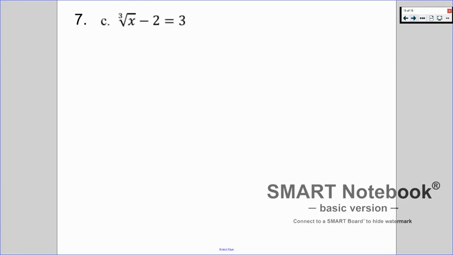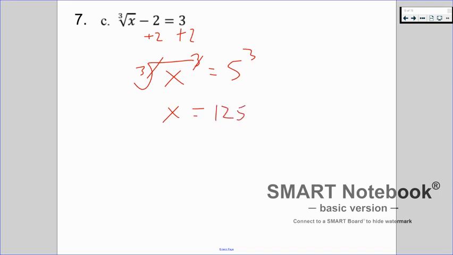Number 7, part C. Here, again, house cleaning. I need to first add 2 to both sides. Then I get the cube root of x equals 5. Now, instead of squaring to undo, I'm going to have to cube because I've got a cube root. So we'll take this to the third power. Third power and third root, those are going to simplify. So I get x equals 5 to the third, which is 125. Check it. Cube root of 125 minus 2 does equal 3 because that means 5 minus 2 equals 3. So there's a good answer.